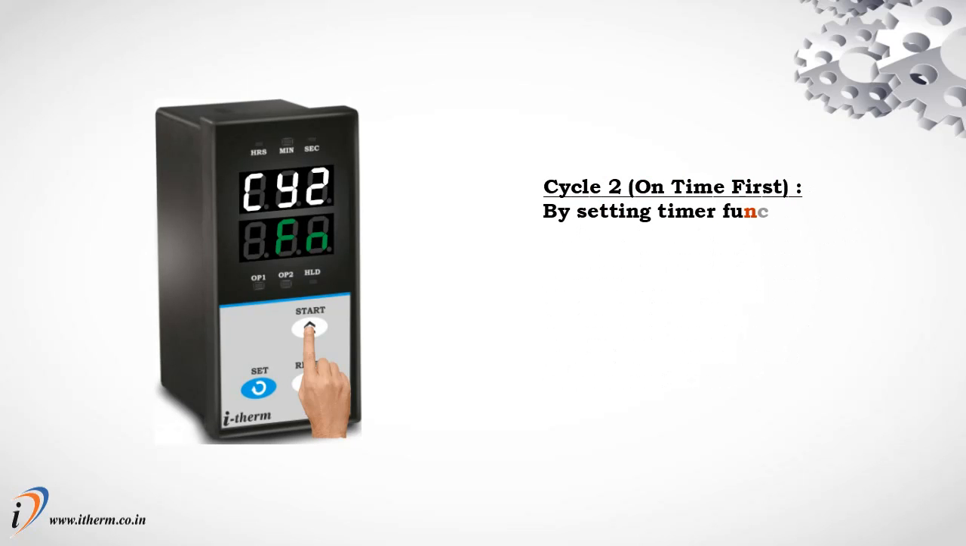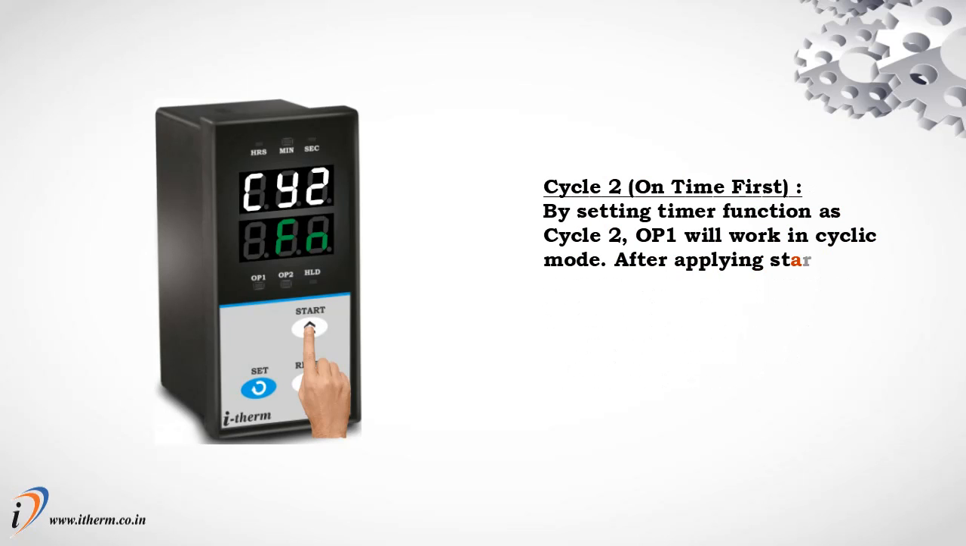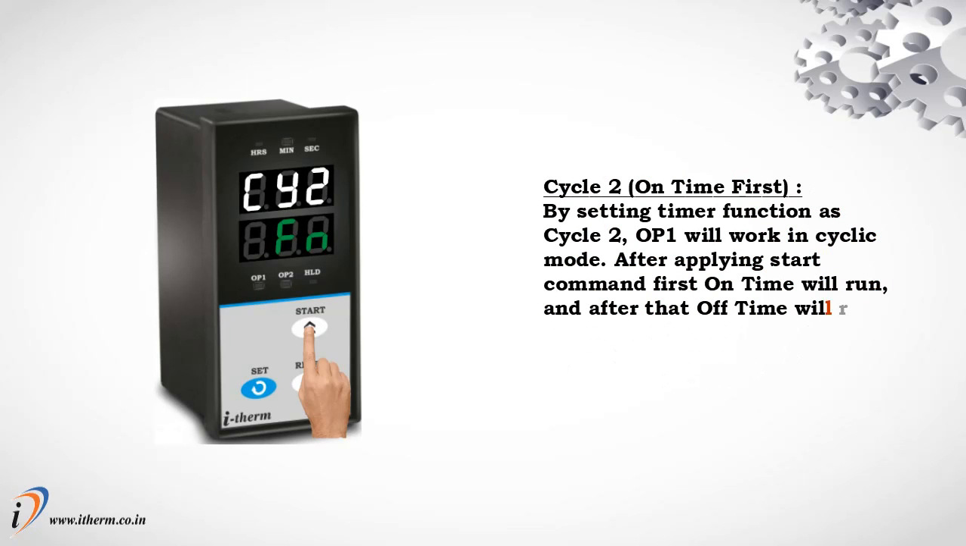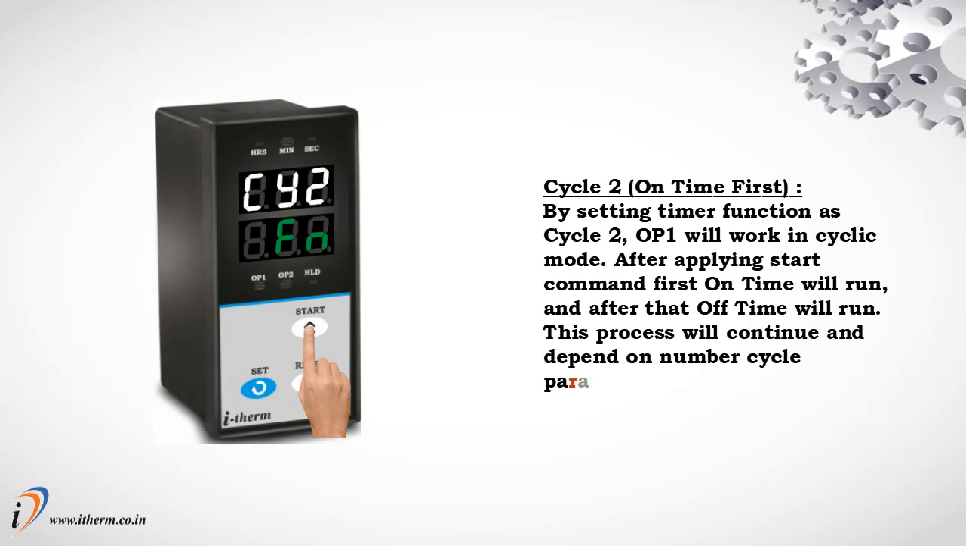Cycle 2, on time first. By setting timer function as cycle 2, output 1 will work in cyclic mode. After applying start command, first on time will run, and after that off time will run. This process will continue and depend on number cycle parameter in user list.